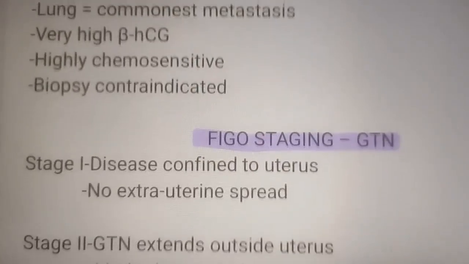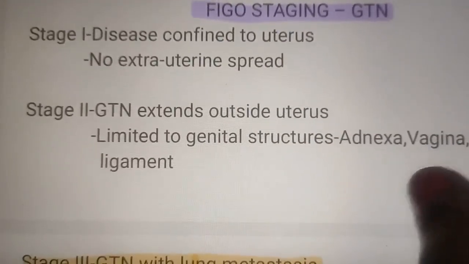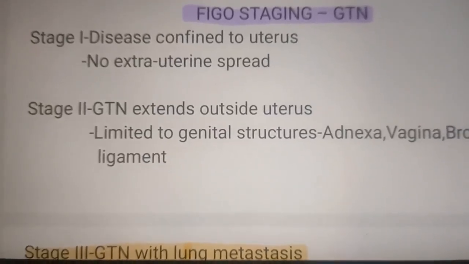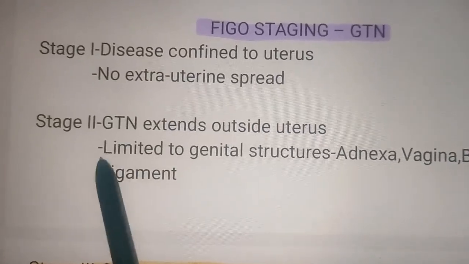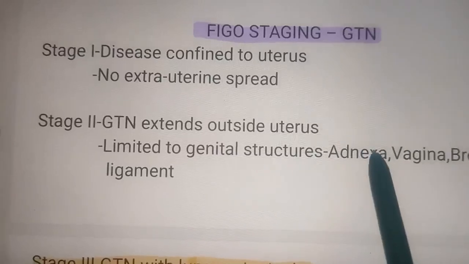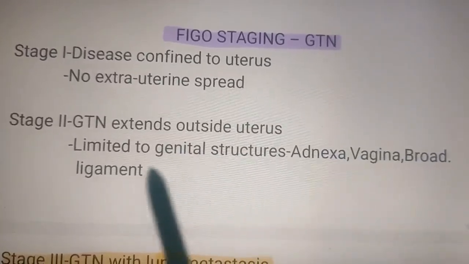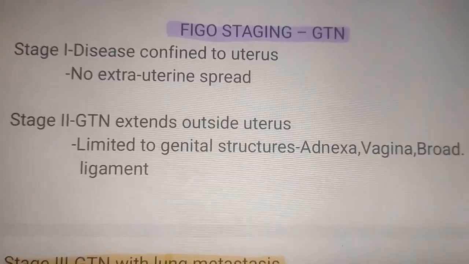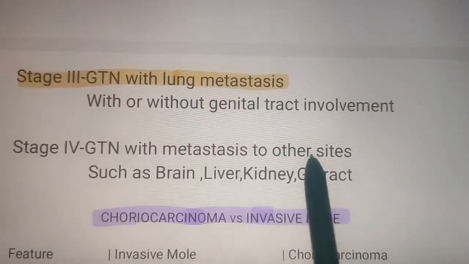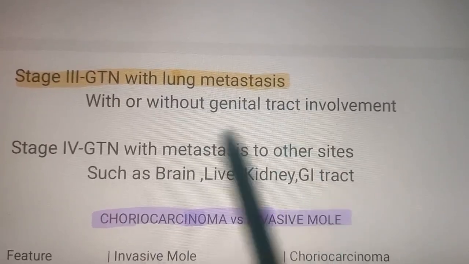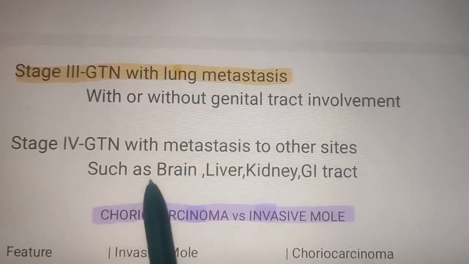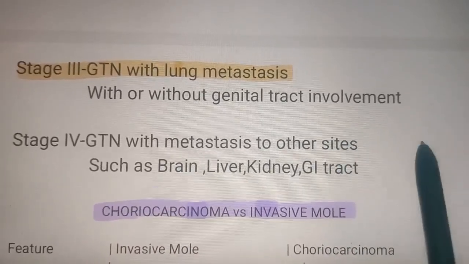Now comes to FIGO staging. Stage 1, it is confined to uterus. Stage 2, it extends outside the uterus but limited to adnexa, vagina and broad ligament. Now stage 3, that is most commonly asked, GTN with lung metastasis. And stage 4, metastasis to other sites such as brain, liver, kidney and GI tract.